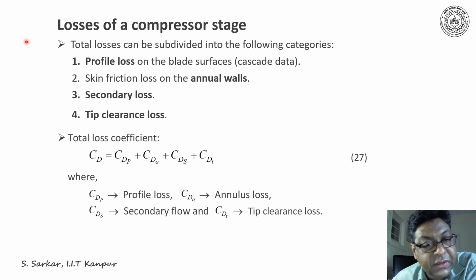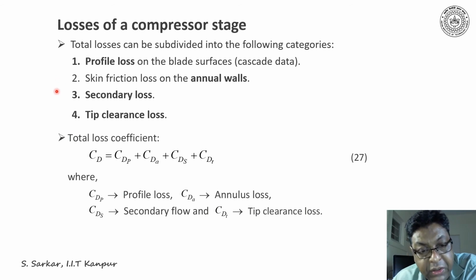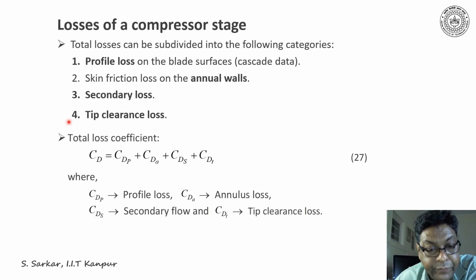Now I'll discuss losses of a compressor stage. The total losses can be subdivided into the following categories. The first is the profile loss on the blade surface, which can be evaluated from cascade tests. The second is the skin friction loss on the annulus wall. The third is the secondary flow loss, and the last one is the tip clearance loss.